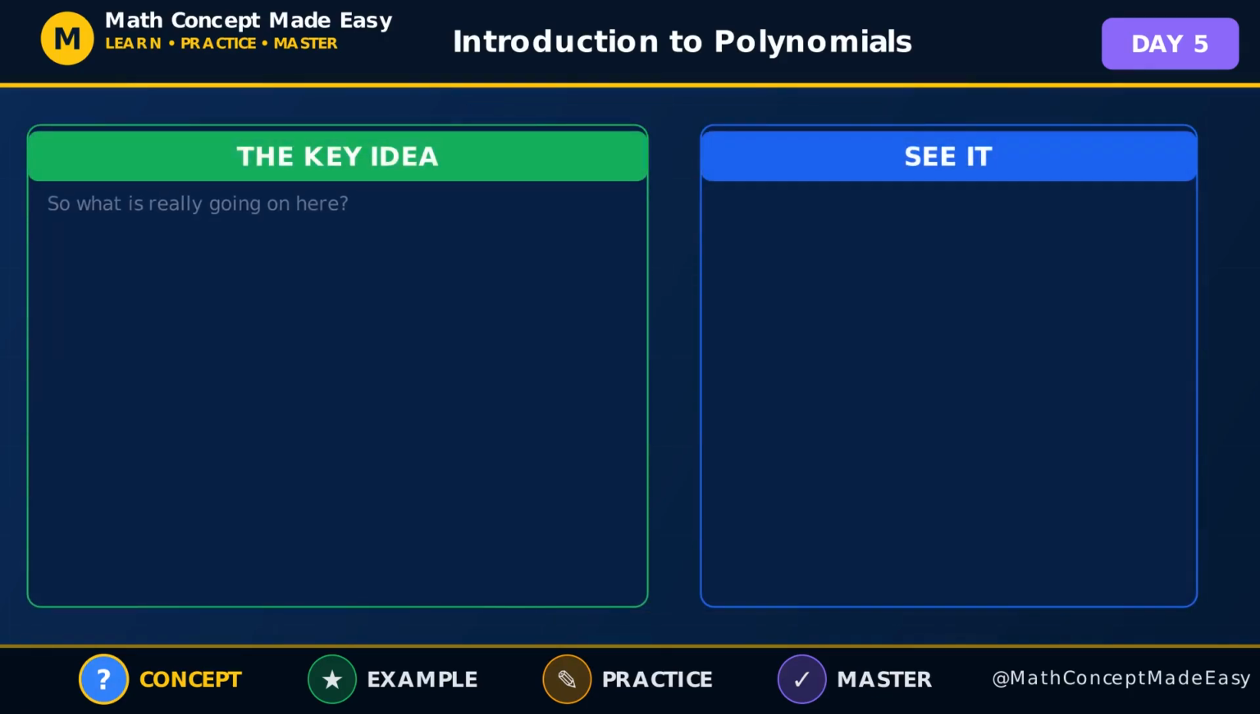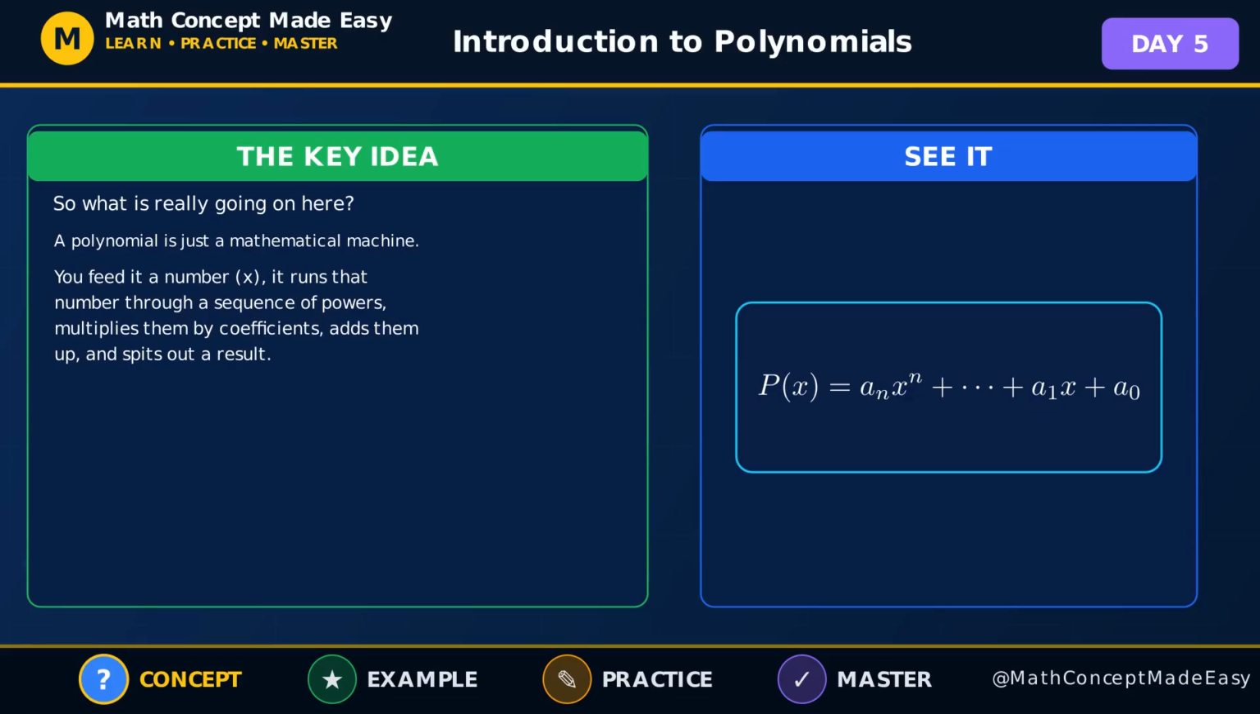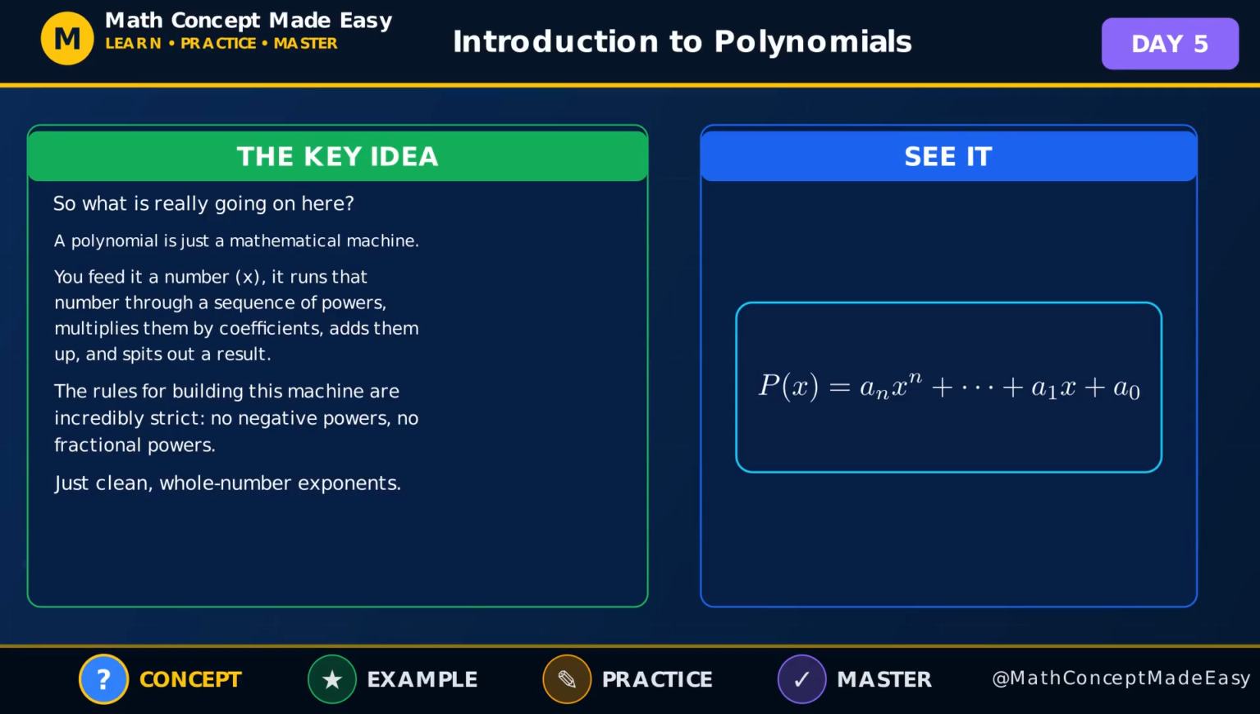So what is really going on here? A polynomial is just a mathematical machine. You feed it a number, x, it runs that number through a sequence of powers, multiplies them by coefficients, adds them up, and spits out a result. The rules for building this machine are incredibly strict: no negative powers, no fractional powers. Just clean, whole number exponents. Keep that picture in your mind, because everything else in this lesson grows out of it.